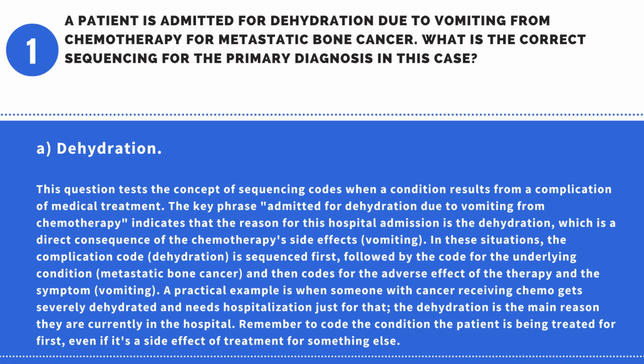A practical example is when someone with cancer receiving chemo gets severely dehydrated and needs hospitalization just for that. The dehydration is the main reason they are currently in the hospital. Remember to code the condition the patient is being treated for first, even if it's a side effect of treatment for something else.